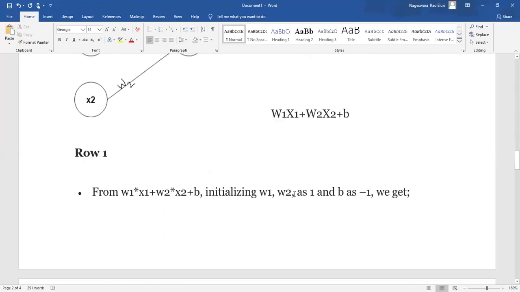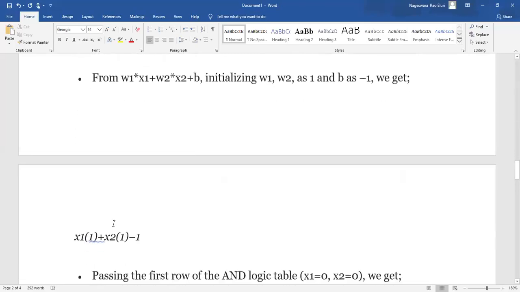You can come down here. We are assuming the initial weight values, weight 1 and weight 2, as 1. This is only an assumption. So mathematically we can write: consider weight 1 and weight 2 equal to 1 and bias as -1. Then you can substitute these values into this equation. We can call this equation 1.